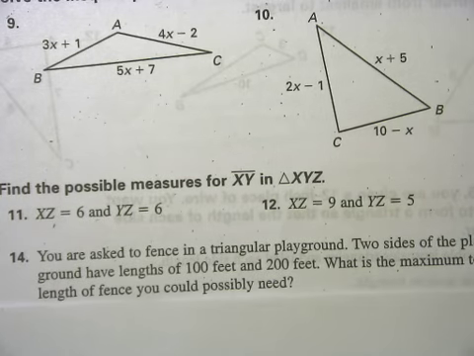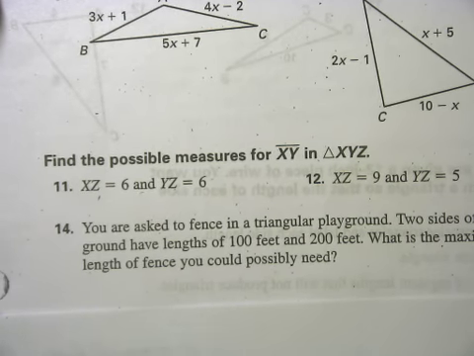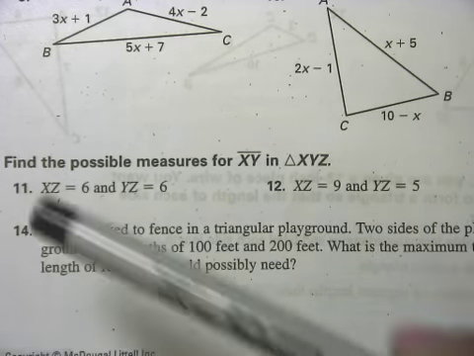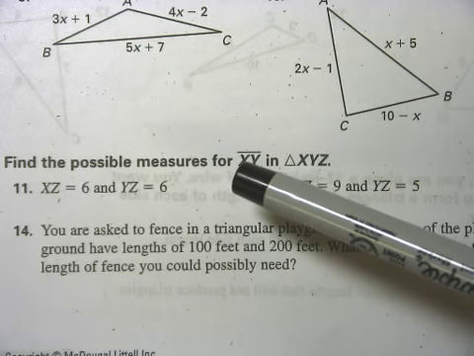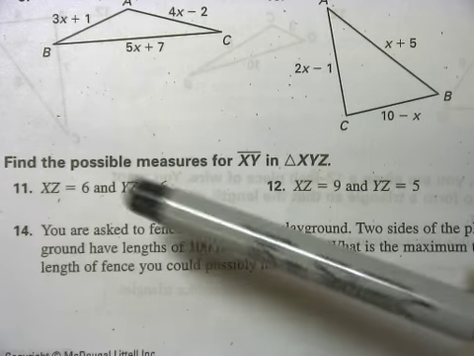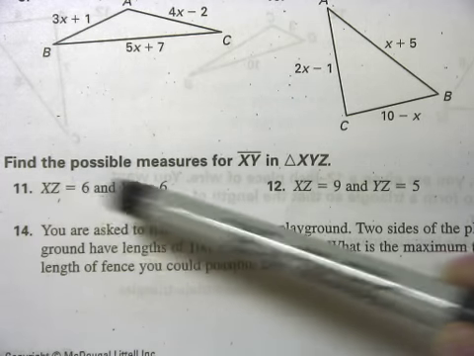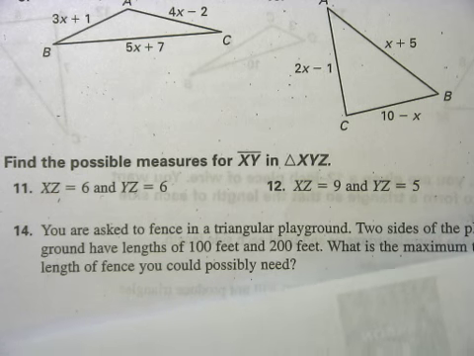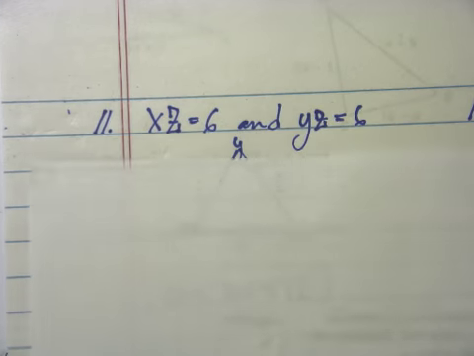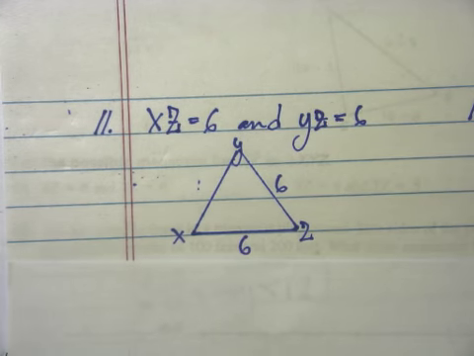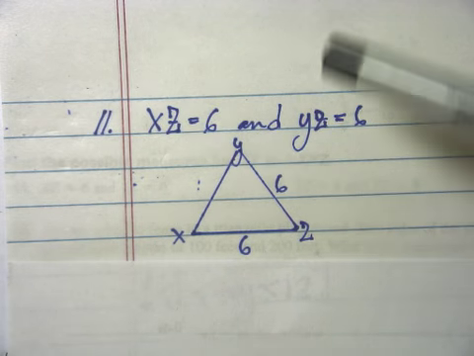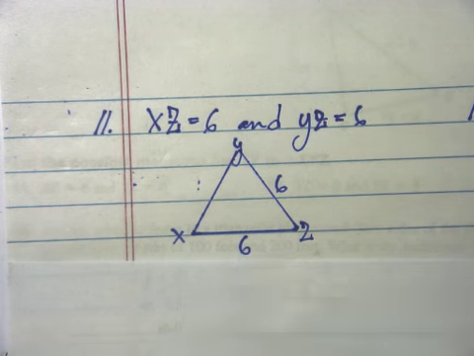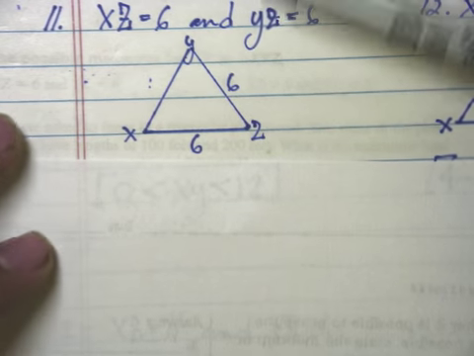Fair enough, simple enough. When we look at questions 11, 12, and 13, they tell us to find the possible measures of side XY in this triangle. And then they give me the measure of two of the sides of the triangle. And if you notice, they didn't give you a picture. So probably the first thing that you should do is draw a picture. Well, here's my triangle. And I just put in the values. XZ is 6 and YZ is 6, and I plug them in there.